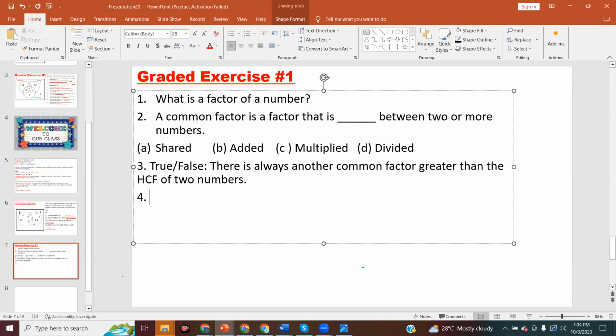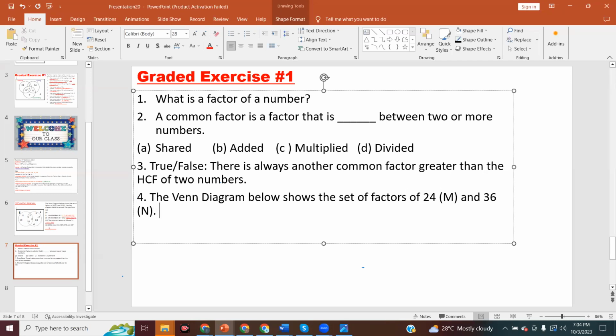And number 4. Show the set of factors of 24 and 36, and use the diagram to answer the questions. Write this down, please, and make sure you write all of it.